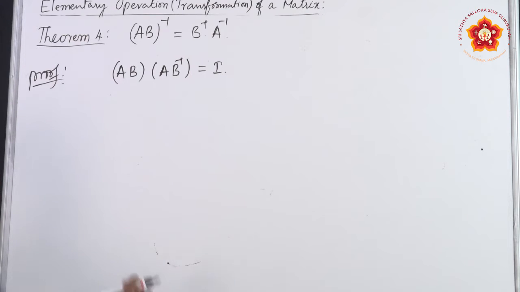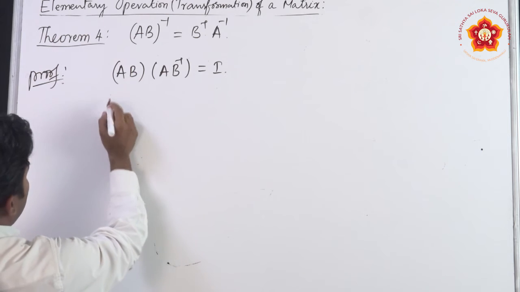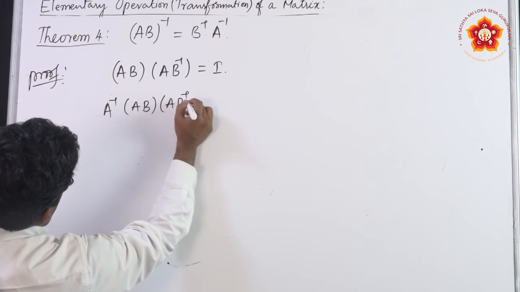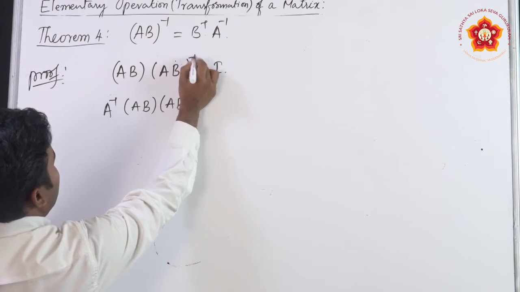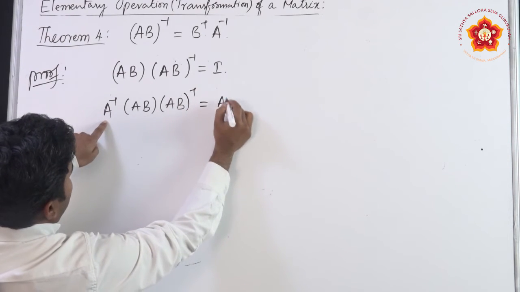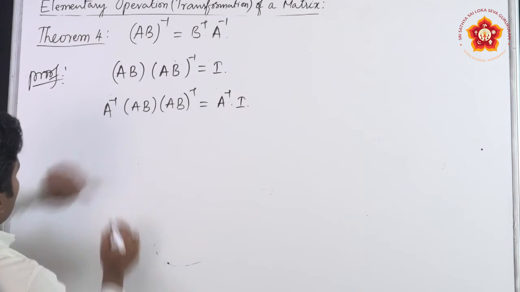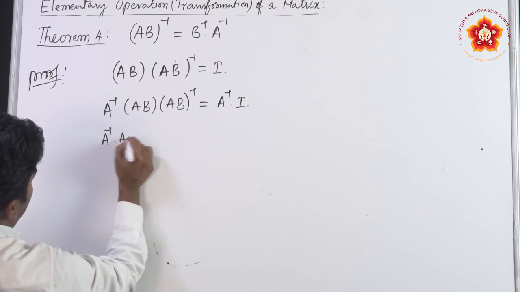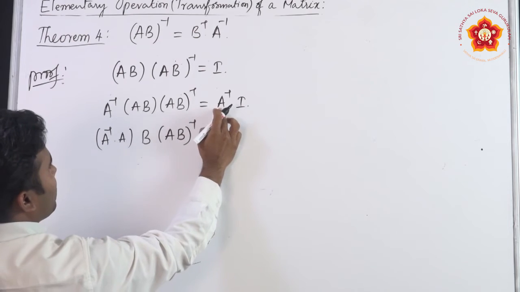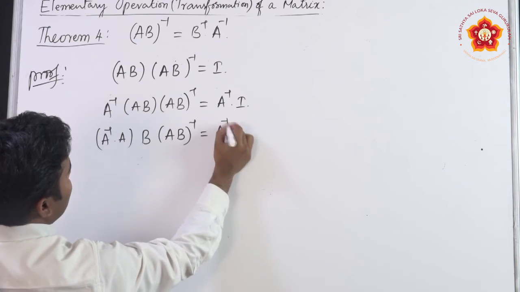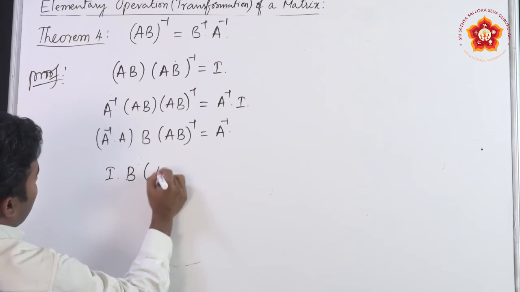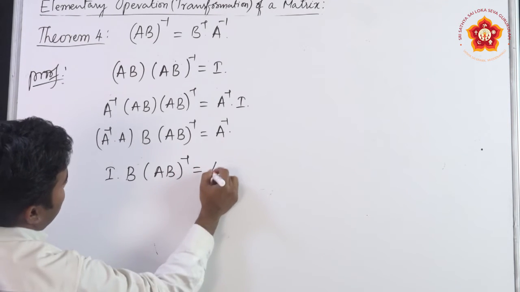Now what I am going to do is multiply by A inverse, that is A inverse times AB into AB whole inverse is equal to, now I am multiplying A inverse, so A inverse times I. Now I group this A inverse into A, B into AB whole inverse is equal to, if you multiply with the identity matrix, you will get that matrix itself. So, what is A inverse into A? That is I into B, AB whole inverse is equal to A inverse.